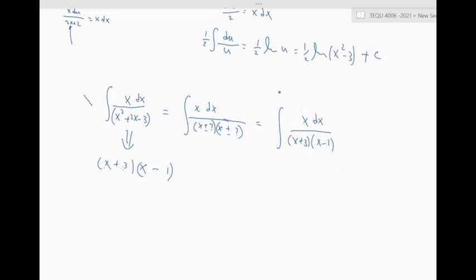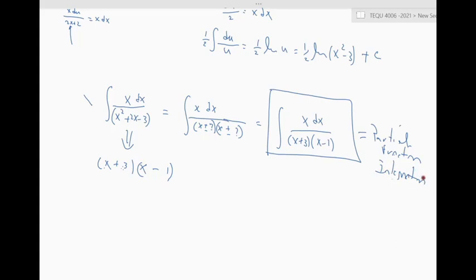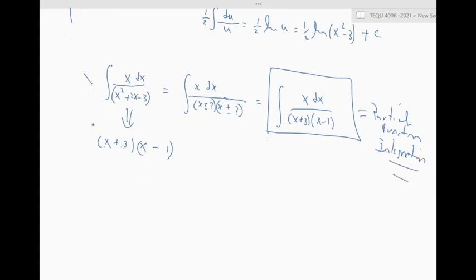Now, when you can factorize the denominator like this, then you are in what is known as partial fraction integration.